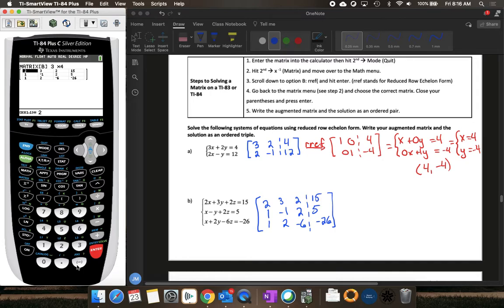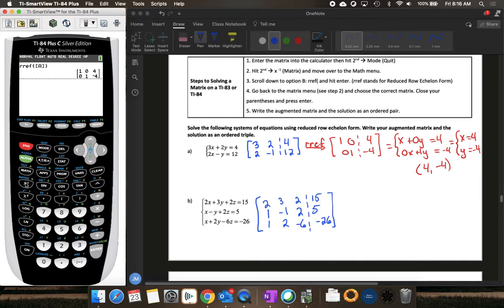Notice that when you type those into the calculator, that dashed line doesn't need to be put in. You just put the numbers in order like you see them in the matrix. So let's just again double check and make sure everything looks good. So 2, 3, 2, 15, 1, -1, 2, 5, and 1, 2, -6, -26. Perfect. So let's quit out of that screen.